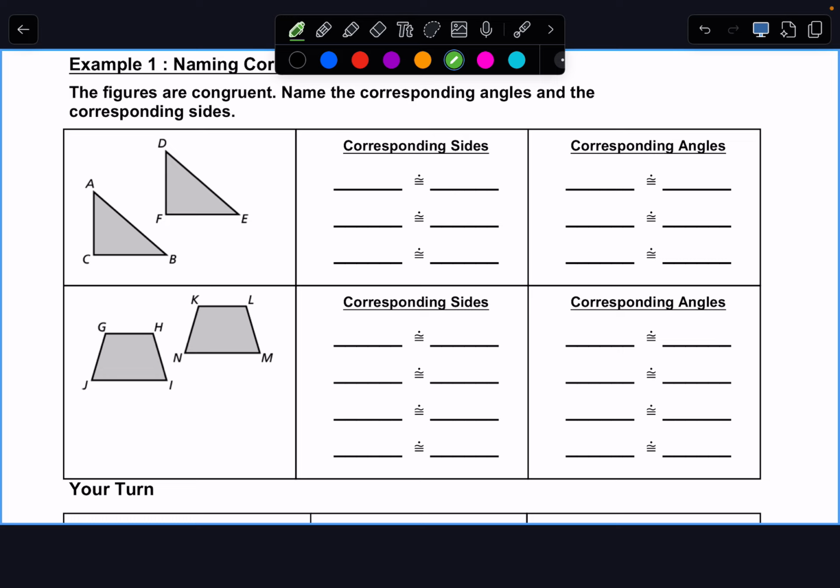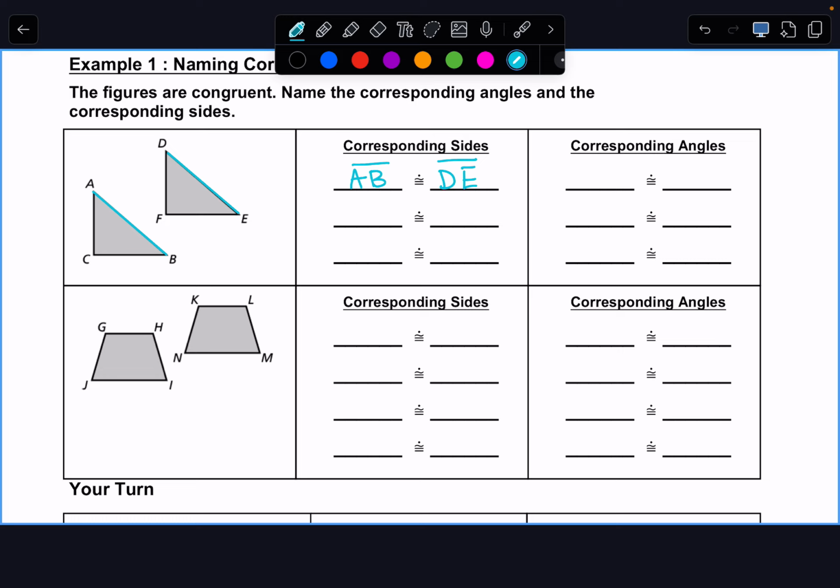Okay. So I'm going to try to color code things to help us out. So first I want to talk about this side AB. That didn't work out very well. So side AB. I'm going to write AB right here. What side corresponds to AB in the other triangle? Okay. And do you notice A and D are in the same spot in our little sentence also. Okay.